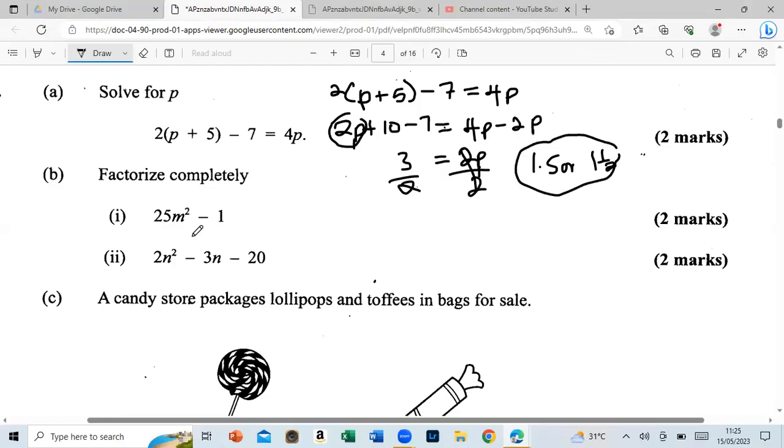It says factorize 25m squared minus 1 squared. Here you can see the difference of two squares, so the square root of 25 is 5. I've done this so many times. And the square root of 1, which is 1. One should be plus, one a minus.